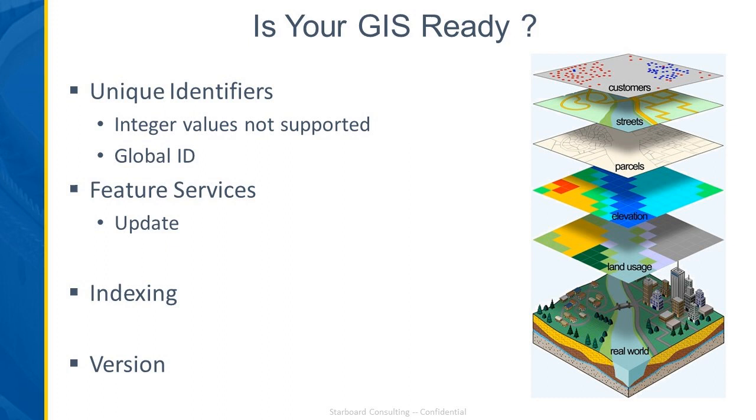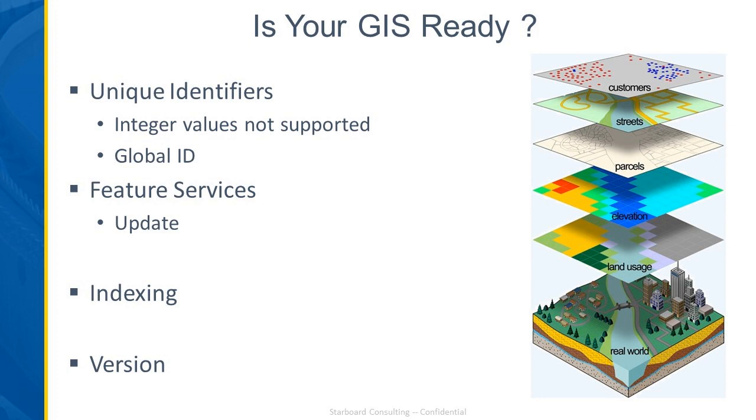One thing to note is that integer values are not supported. So if you were thinking about just putting a sequence, for example, in the database and using that, that's not going to work. You're going to need something that's, again, not integer based. We have helped quite a few clients use global IDs, and that's been a very effective tool for managing that relationship, and then uses a unique value for features that are coming over from GIS into Maximo.